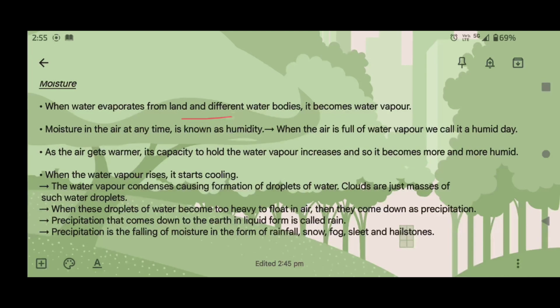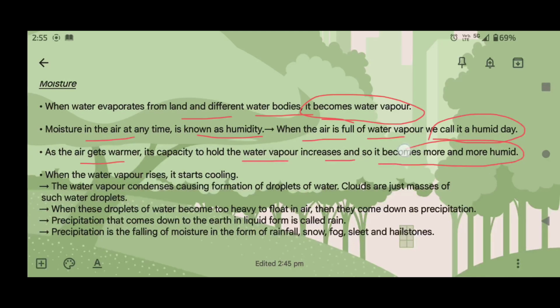Moisture. When water evaporates from land and different water bodies, it becomes water vapor. Moisture in the air at any time is known as humidity. When the air is full of water vapor, we call it a humid day. As the air gets warmer, its capacity to hold the water vapor increases and so it becomes more and more humid. When the water vapor rises, it starts cooling.